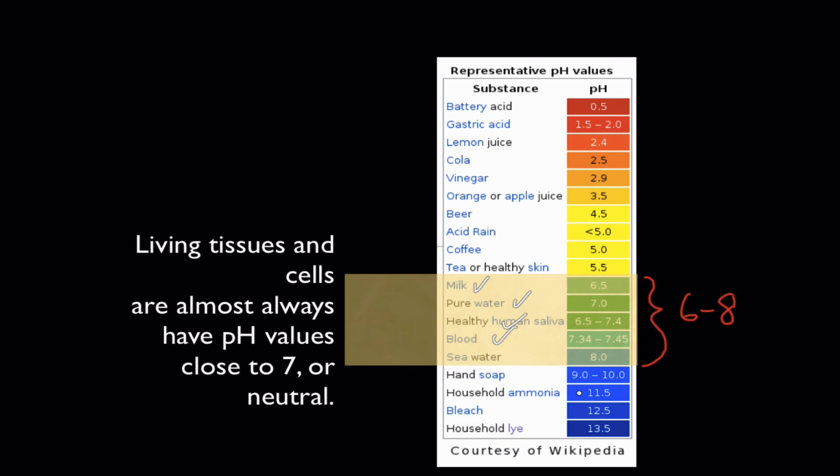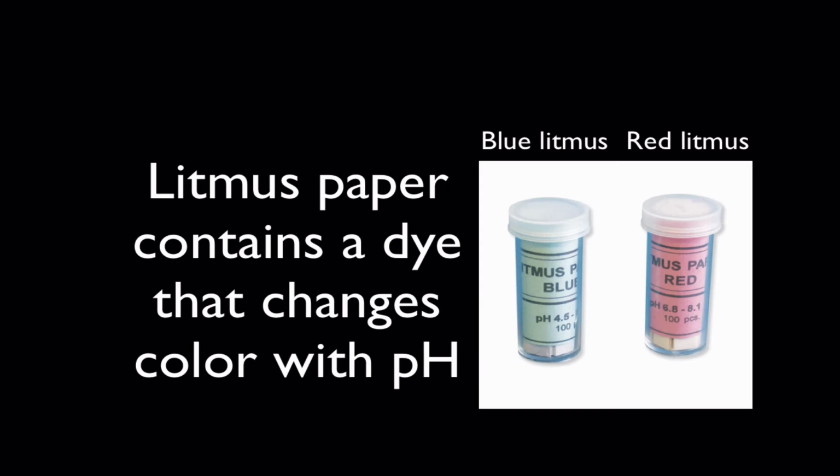So always remember, the pH of living things or solutions inside or around living things must be somewhere between 6 and 8. Litmus paper is a way of measuring the pH of a solution because it changes color.